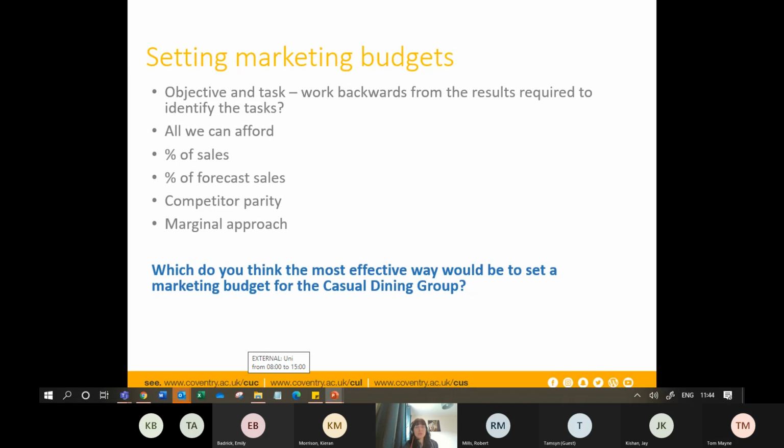The marginal approach might be the one. So the marginal one is where we say put so much money into this launch, and then we see if we look to increase it, do we get more sales in, or if we decrease it, do we get a reduction in sales at the same level? So marginal might work, but you've got to start somewhere, haven't you? And as you say, competitive parity, I think it's just really difficult to know what they're doing because they're not going to share it openly.